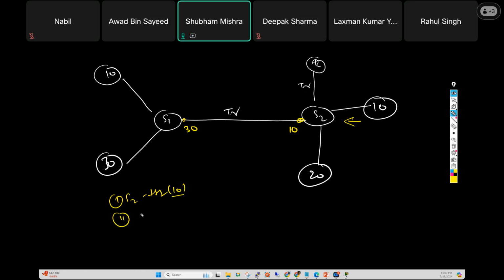Switch number 1 will check or open this packet, check the tag, then it will find VLAN number 10. So switch number 1 will forward this packet towards here. VLAN number 10. Okay, good.